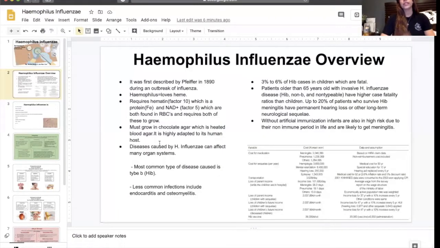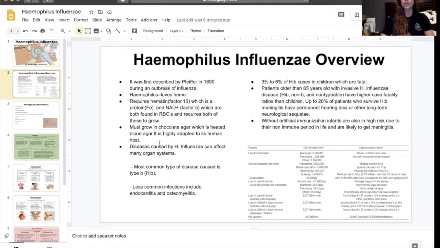I'm going to go ahead and start with the overview. It was first found in 1890 during an outbreak of influenza. Haemophilus does mean that it loves heme. It does require hemin factor X, which is a protein, iron, and NAD plus factor V, which are both found in RBCs. And like I said, it is required in order for Haemophilus influenzae to grow.